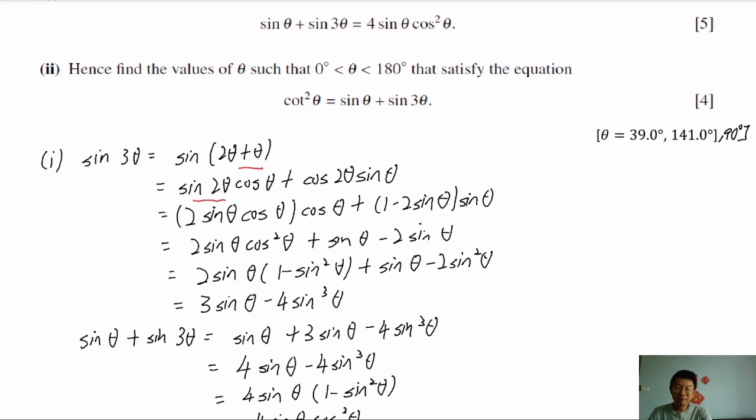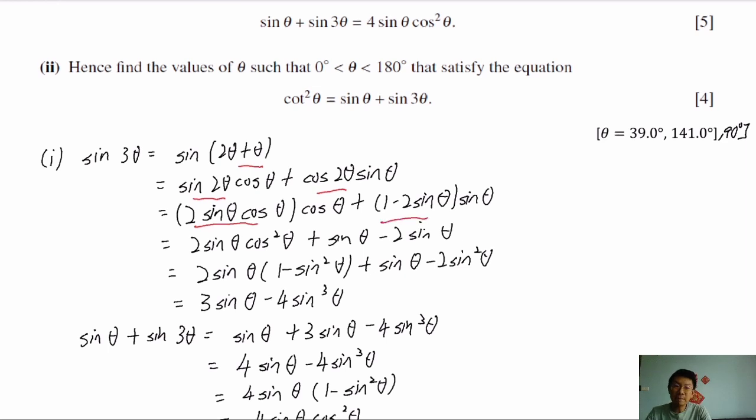For sine 2 theta, we have to apply the double angle again. The double angle gives us 2 sine theta cos theta. And in another term, we will have a cos 2 theta. For the cos 2 theta, we can use 1 minus 2 sine squared theta. Again, this is the double angle.